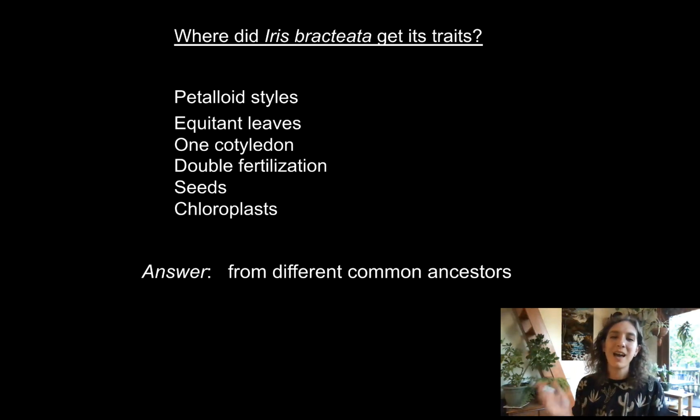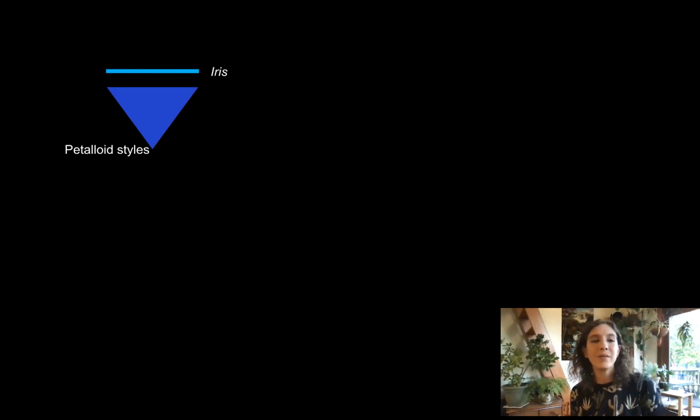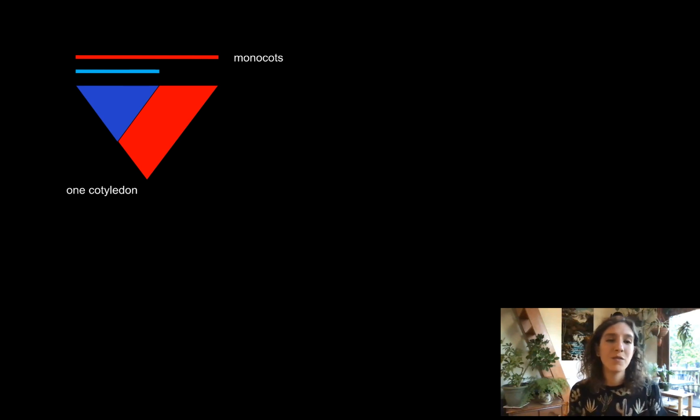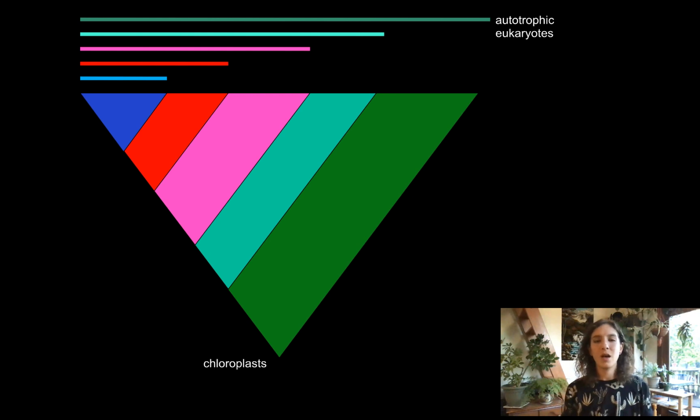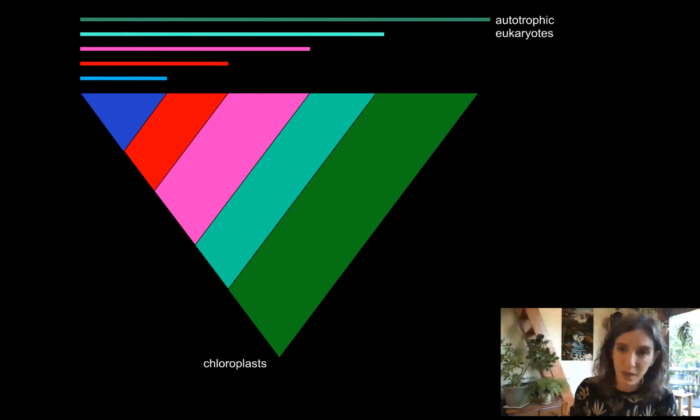Well, the answer is that it got it from different common ancestors. These were important historical organisms in the life of Iris bracteata. So all of the irises have petaloid styles, and all of the monocots have one cotyledon, and so on and so forth. And all of the things that we learned this semester have chloroplasts, from the ferns and the conifers to the angiosperms. They all inherited those chloroplasts from one common ancestor, some autotrophic eukaryote who first inherited chloroplasts.